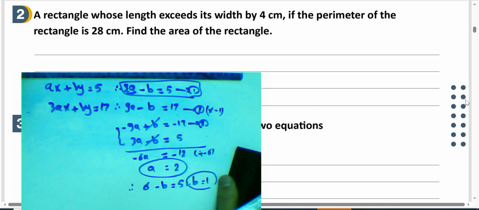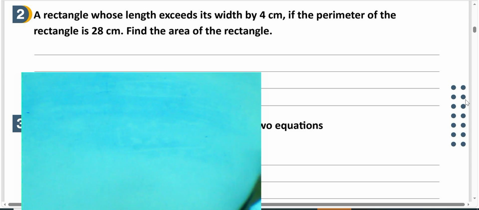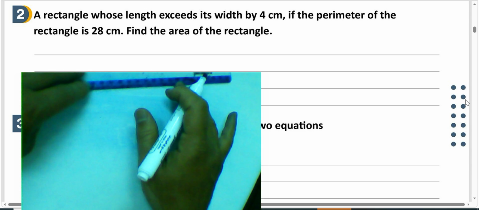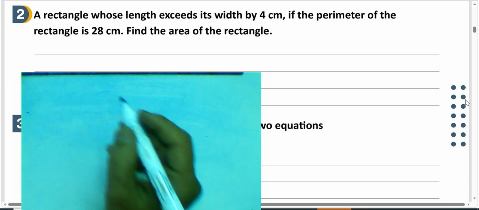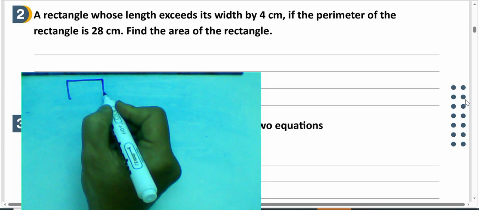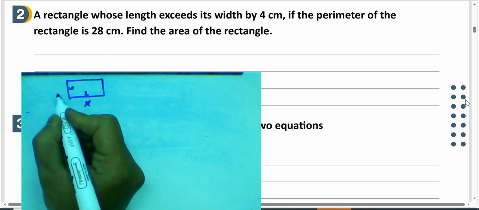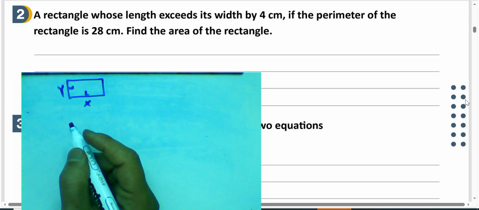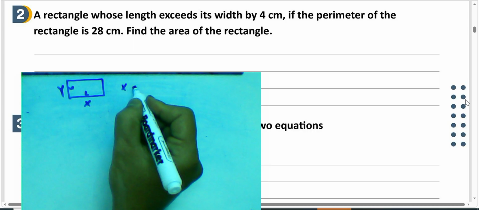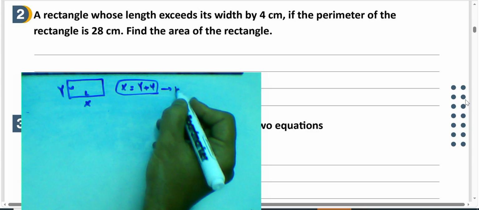A rectangle whose length exceeds its width by 4. If the perimeter of the rectangle is 28 centimeters, find the area of the rectangle. Okay, we have a rectangle like this. We have two dimensions: x is the length and the width will be y. Here, the first relation: length exceeds its width by 4. Then x equals y plus 4 is the first relation.